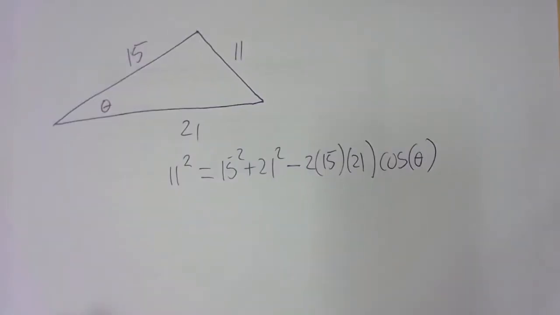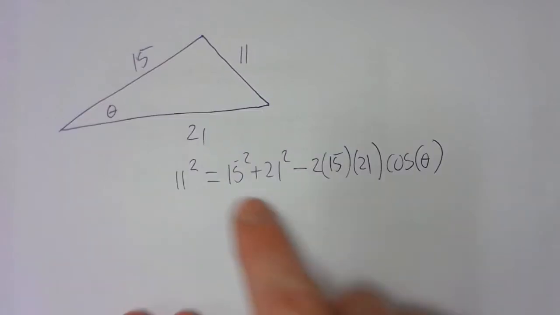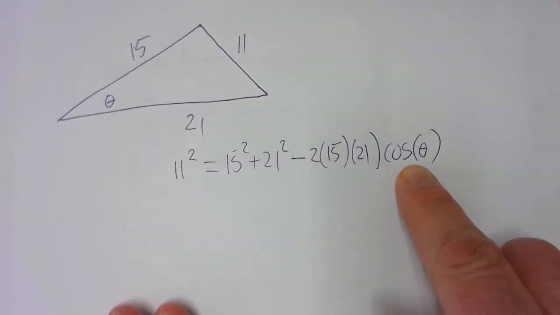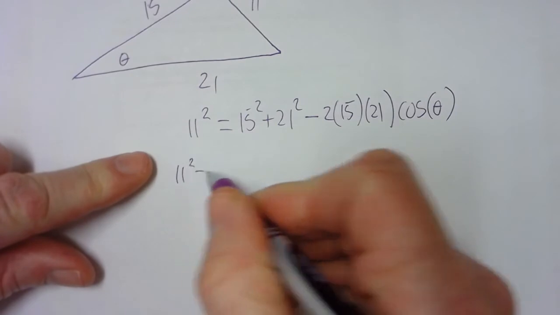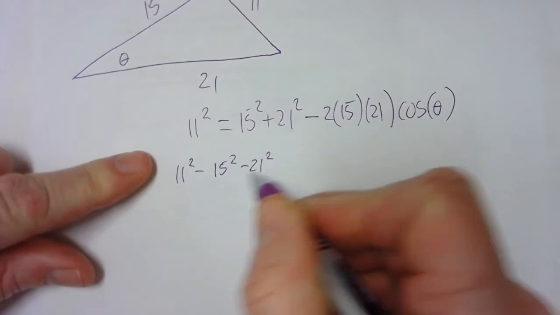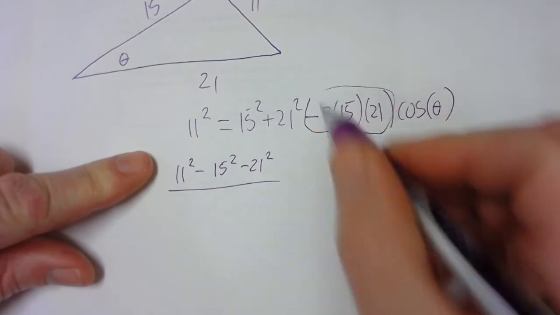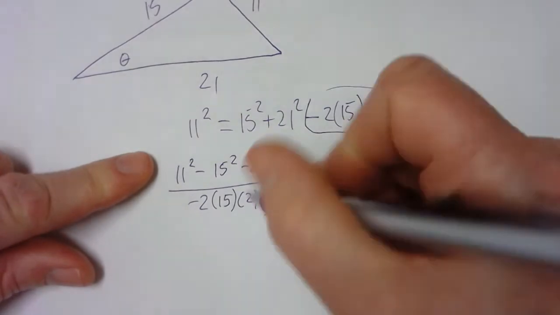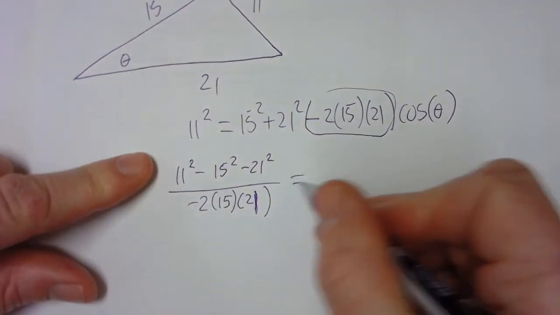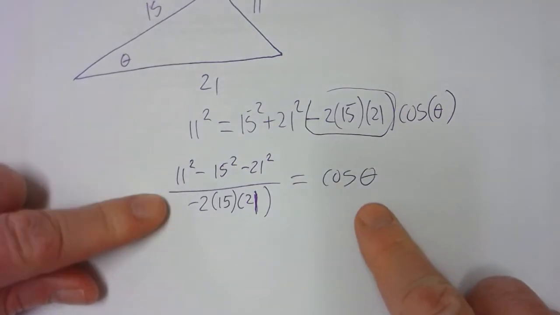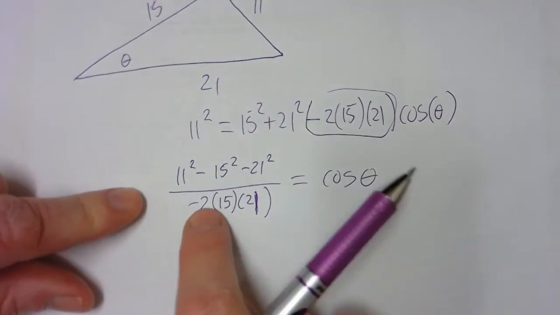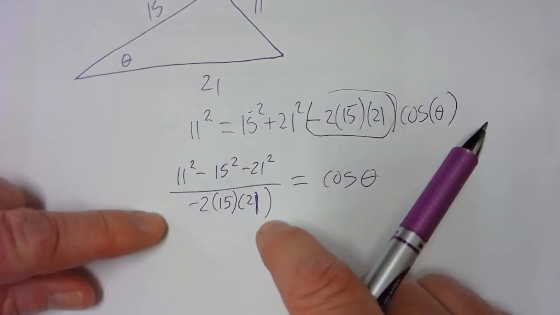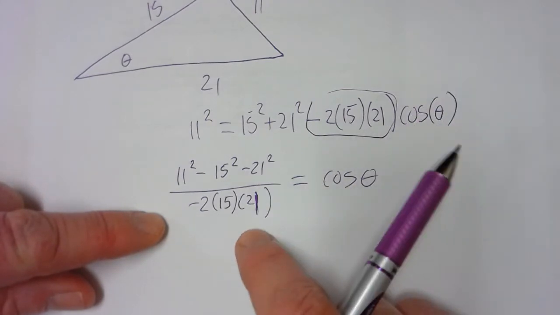Now we have to algebraically solve for theta. I'm going to subtract this over, subtract this over, and divide this over, and then I get cosine of theta. So it's 11 squared minus 15 squared minus 21 squared, divided by negative 2 times 15 times 21. That's a 21, not a parentheses. And that's equal to cosine of theta. Now I just have to do inverse cosine of this ratio right here, and it'll tell me the angle, because two things are being ratioed. And if you do inverse cosine of a ratio, it tells you the angle, correct?